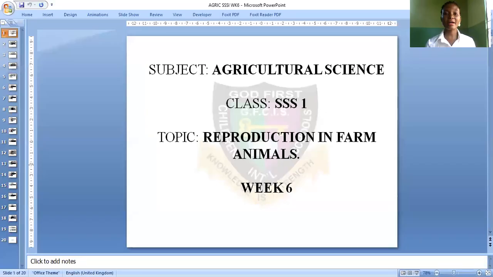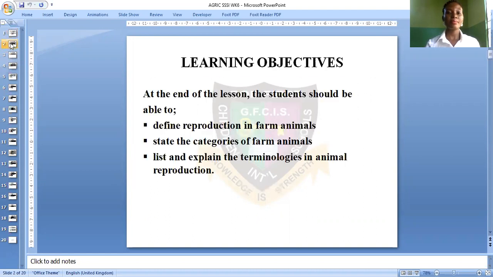Now, today, we will be discussing reproduction in farm animals. Before we go to the details of the lesson, let's see the learning objectives. At the end of the lesson, the students should be able to, number 1, define reproduction in farm animals. Number 2, state the categories of farm animals. Number 3, list and explain the terminologies in animal reproduction.